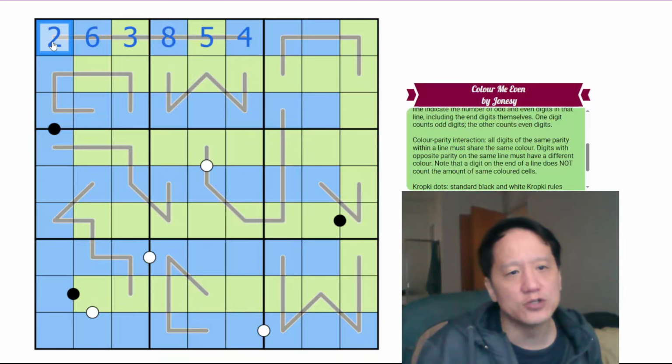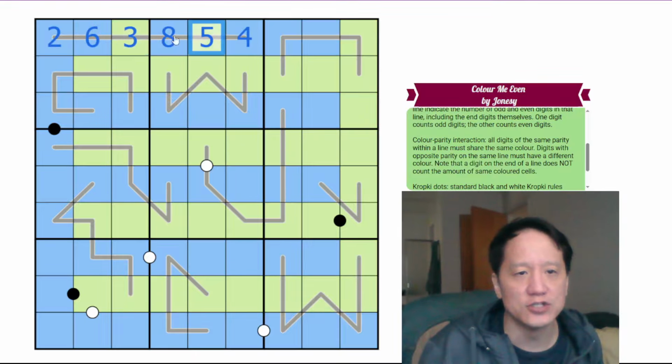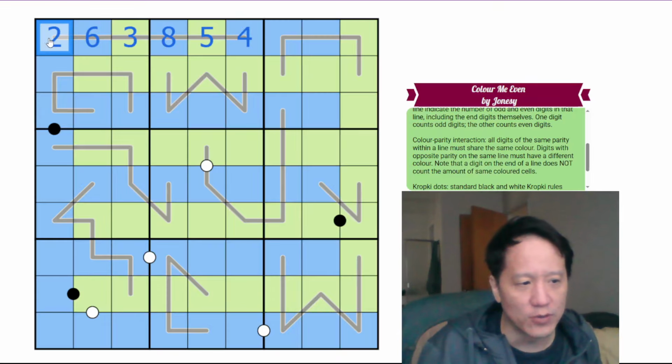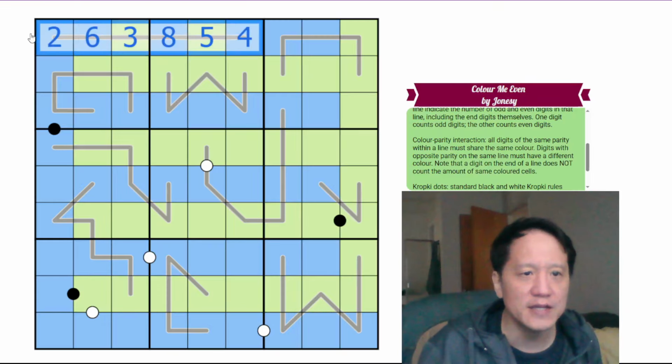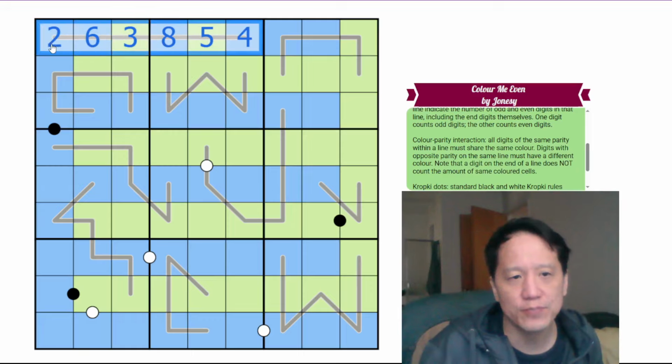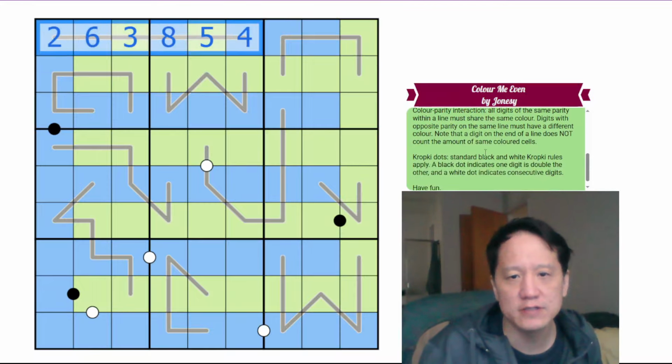So obviously the 2 is a different color than the odd digits, but it counts only the odd digits. It's not counting the colors, right? Or I guess it's counting the number, yeah. It's not counting the number of different digits that are the same color as it, essentially. That's interesting. So that's how these colors and parity lines interact.